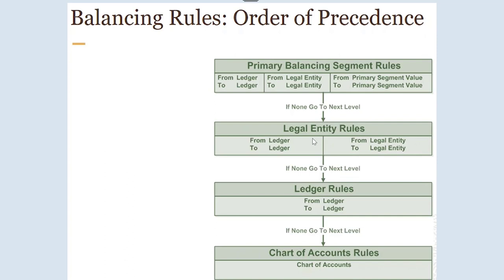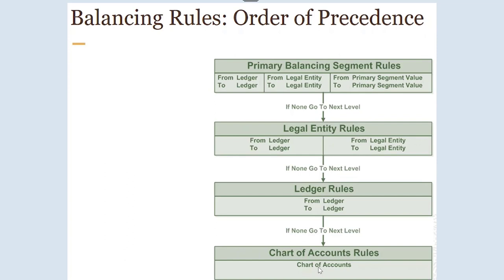Now, if it doesn't find something there, it goes down to the ledger rules level, where you are less granular because you are just saying from ledger to ledger, and then if it doesn't find anything there, it goes down again to the chart of accounts rules. And that's why I was talking about it being a catch-all, because if it doesn't find something there, then the balancing is going to fail. So best practice is to have a chart of accounts rule, so that there is at least one rule in there that will balance up your journals.